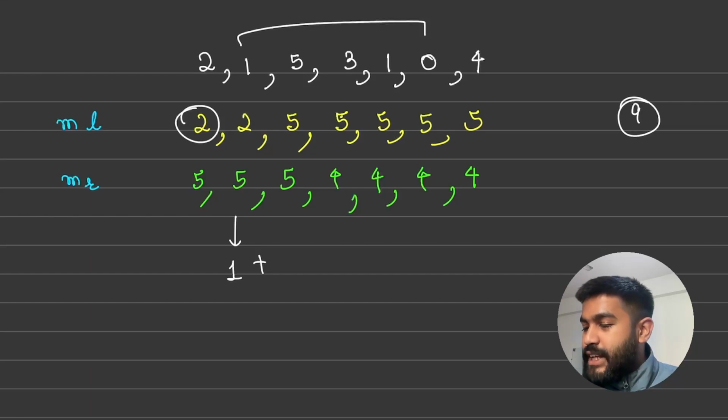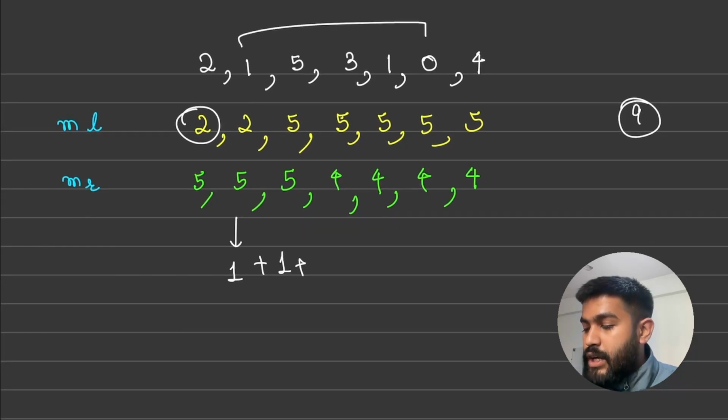Let's move forward then. Next we have 5 and 4. Minimum of that is 4, and the element located is 3. So 4 minus 3 is equal to 1. So this would also contribute to the result.